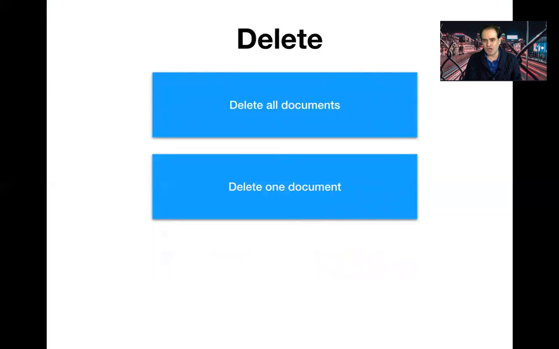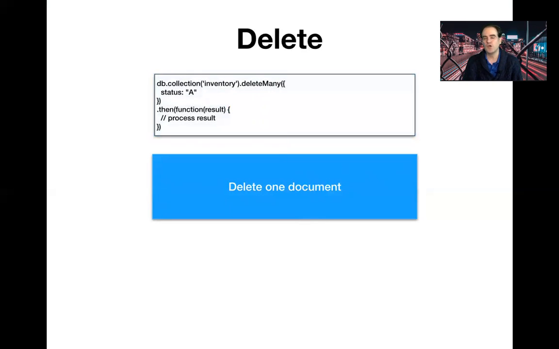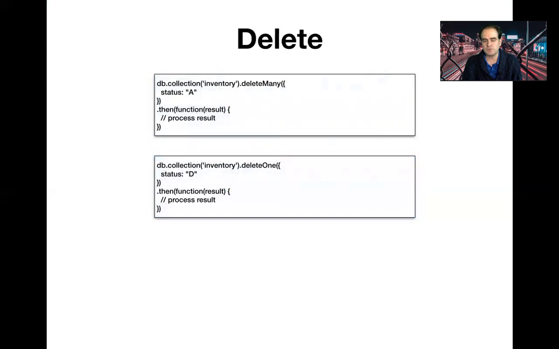Now, okay, we got to the point of saying, how do I delete my data? If you need to delete many items, you will hit delete many. You define the criteria, and this will delete all the items that have status A. Or maybe you just want to delete one document. This operation is just going to get the first one and delete it for you.